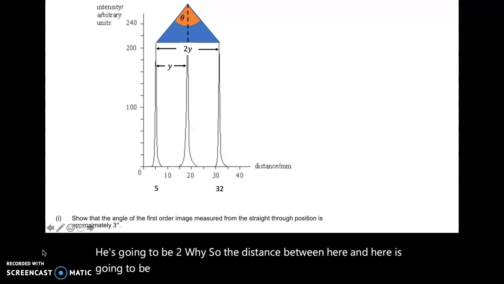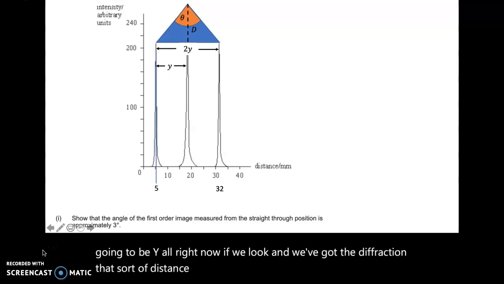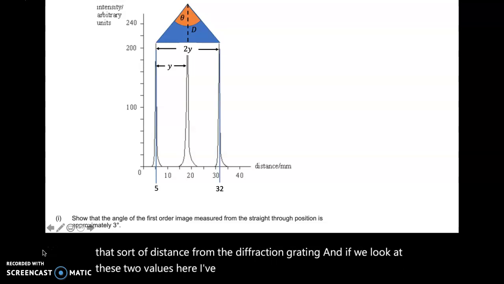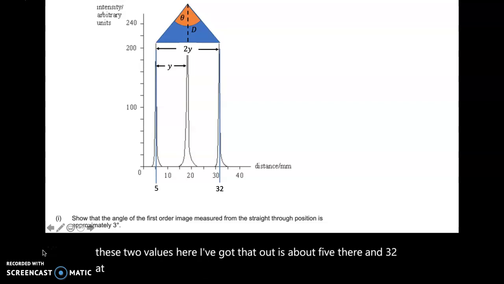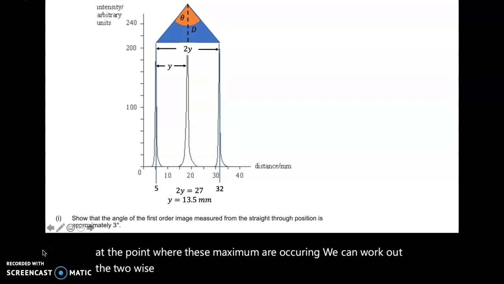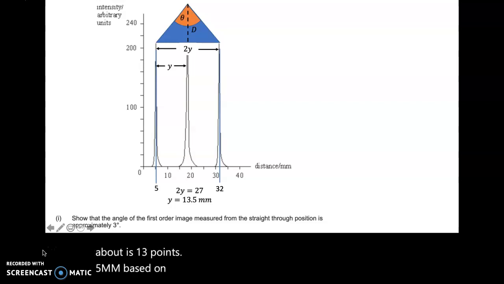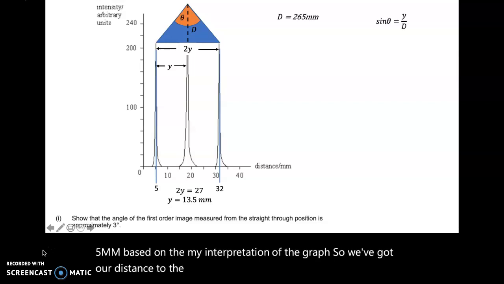All right. Now, if we look at the distance from the diffraction grating, and if we look at these two values here, I've got that out as about 5 there and 32 at the point where these maxima are occurring. We can work out that 2y is 27 and y is about 13.5 millimeters based on my interpretation of the graph. So we've got our distance to the grating of 265 millimeters.